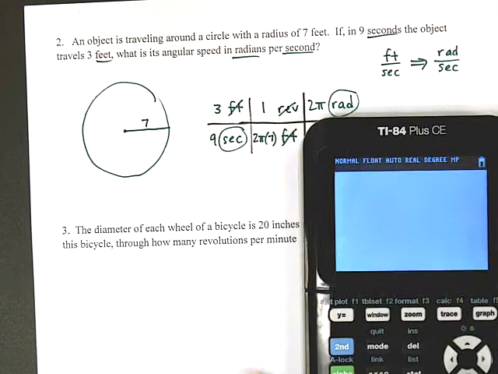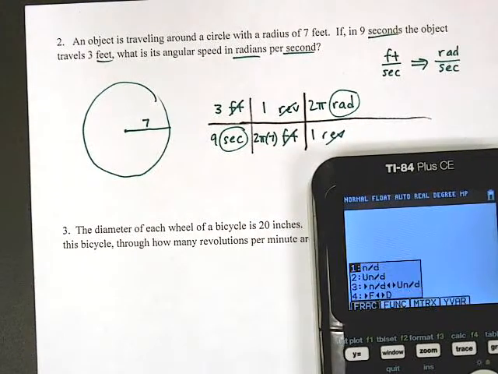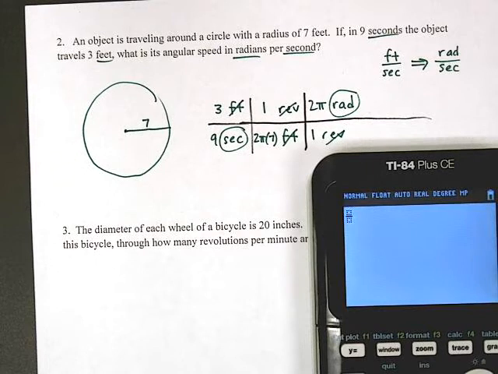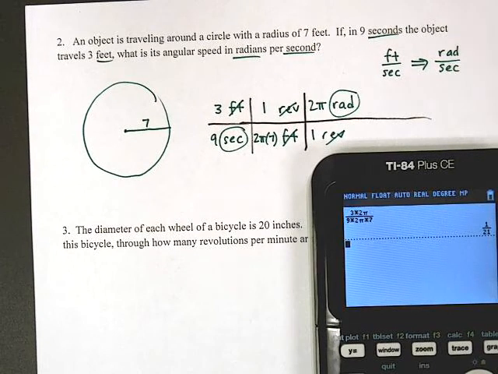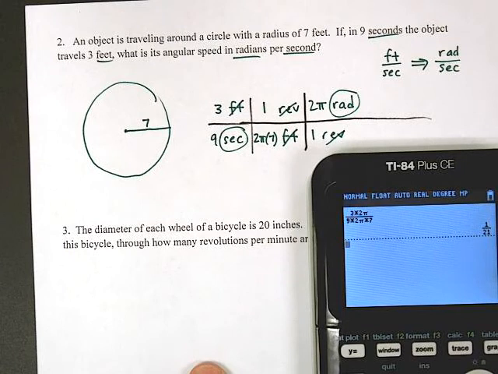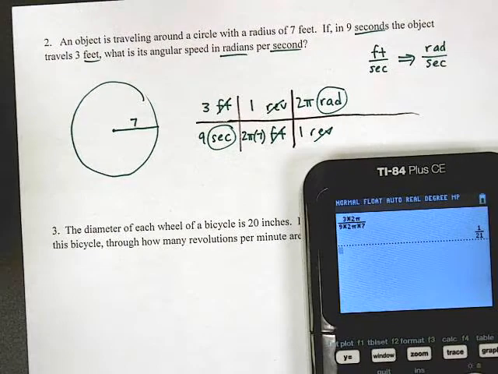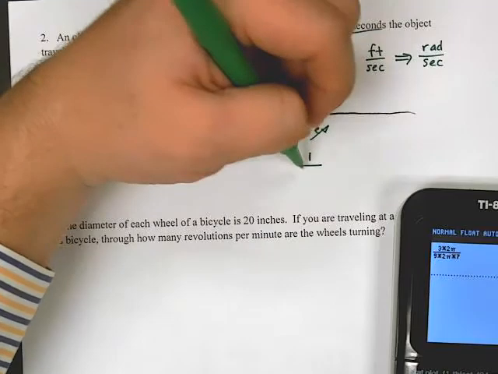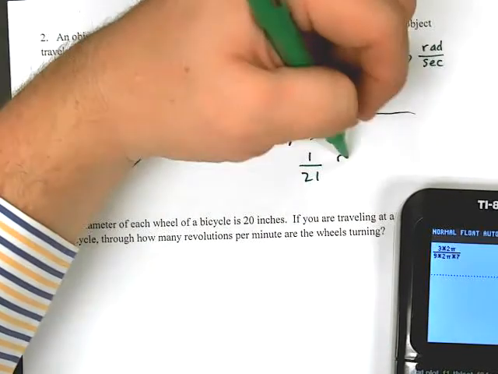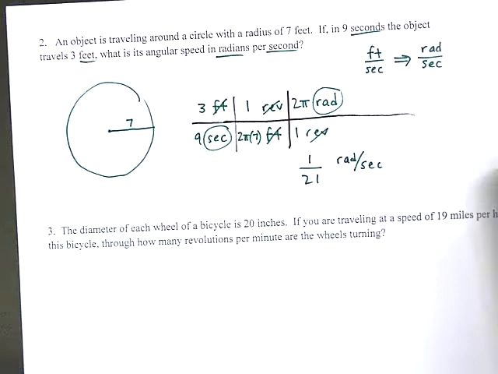So when we go to the calculator and we type this all in, remember it's easiest to do it as a big fraction. I'm going to put 3 times 2 pi in the numerator. I'm going to put 9 times 2 pi times 7 in the denominator. I'm going to hit enter. Oh, did I do that right? Yes, okay. So we get 1 over 21, and that is radians per second.